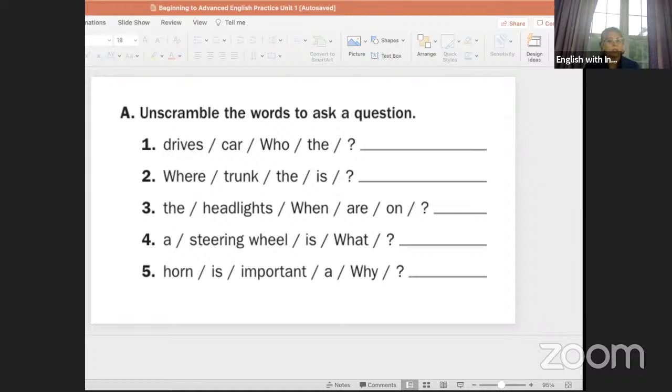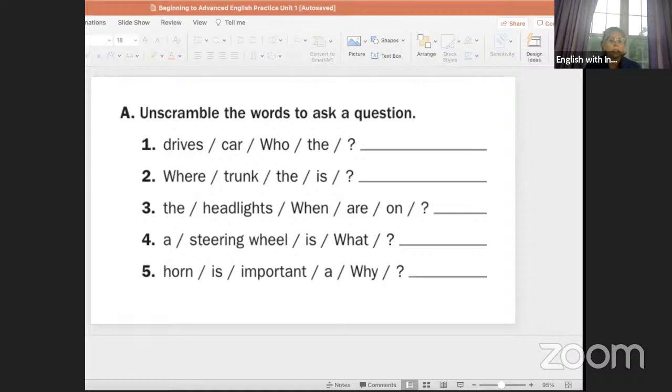So the next one, where trunk the is. Where trunk the is. Let's see. I know some of you type very quickly, right? You're a good typer. You can just type it. Your speed is pretty fast. Okay, so where trunk the is. Where is the trunk? Yes, where is the trunk?